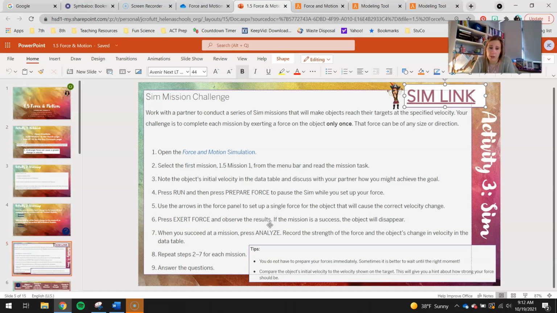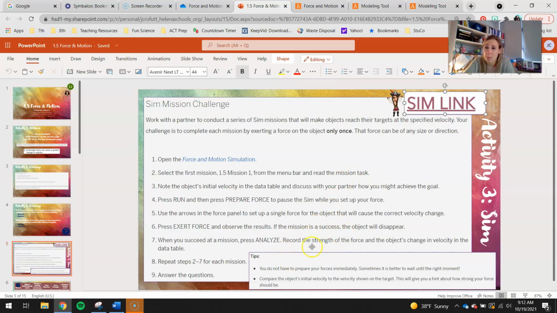But here are some tips for you guys. You do not have to prepare your forces immediately. Again, some of those you might have to wait until a specific point to pause and prepare the forces. Sometimes it's better to wait until the right moment. Compare the object's initial velocity to the velocity shown on the target. This will give you a hint about how strong your force should be.